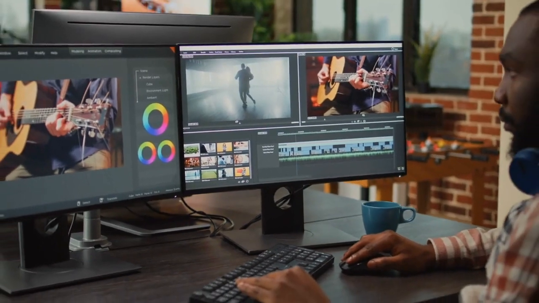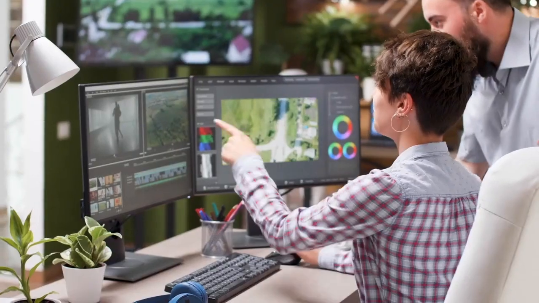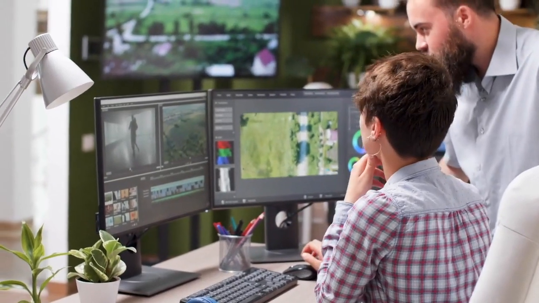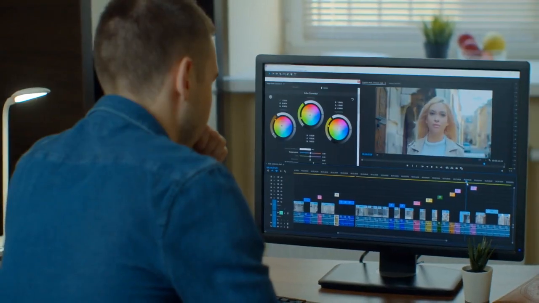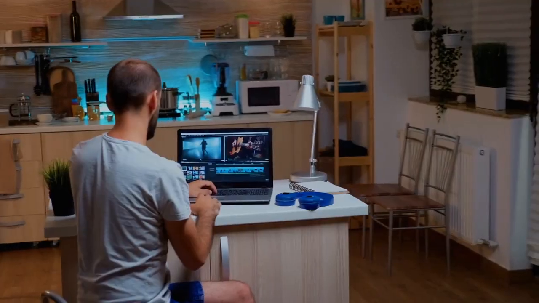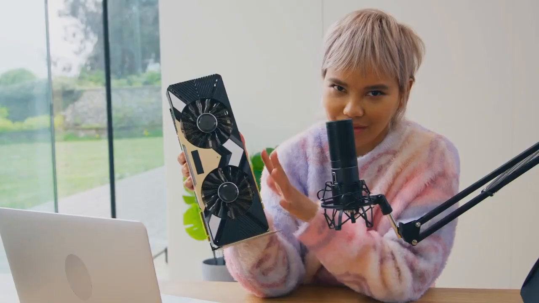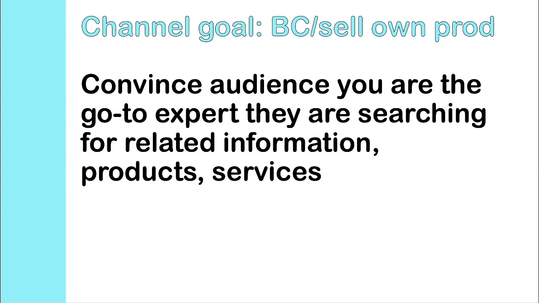Now, with this type of channel, you're going to have to do a fair amount of experimentation once you get a good number of videos up to find out what exactly your audience wants. Now, that's true with any type of channel, but with influencing people, it's a little bit more true than other types. Let's go on to the next two types of channel goals, and that is building credibility and selling your own products and services. I'm lumping these two together because the strategies to use are the same.